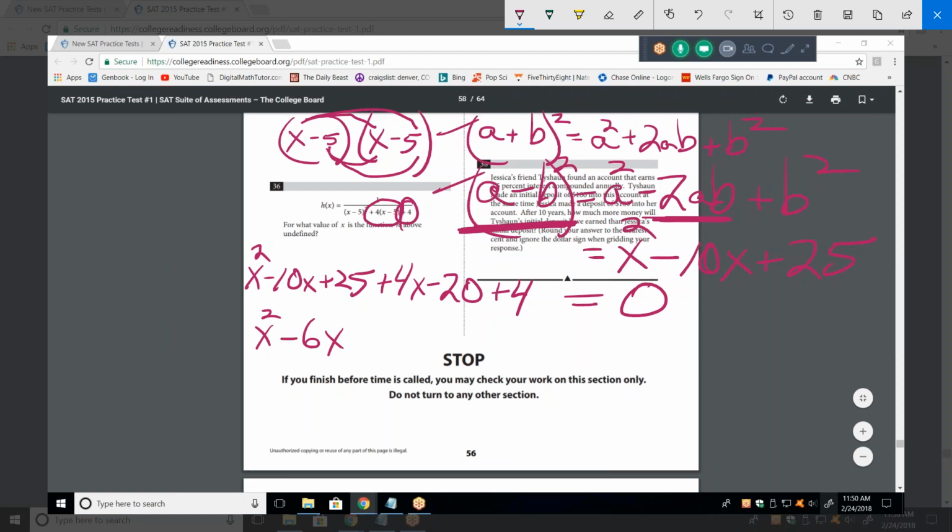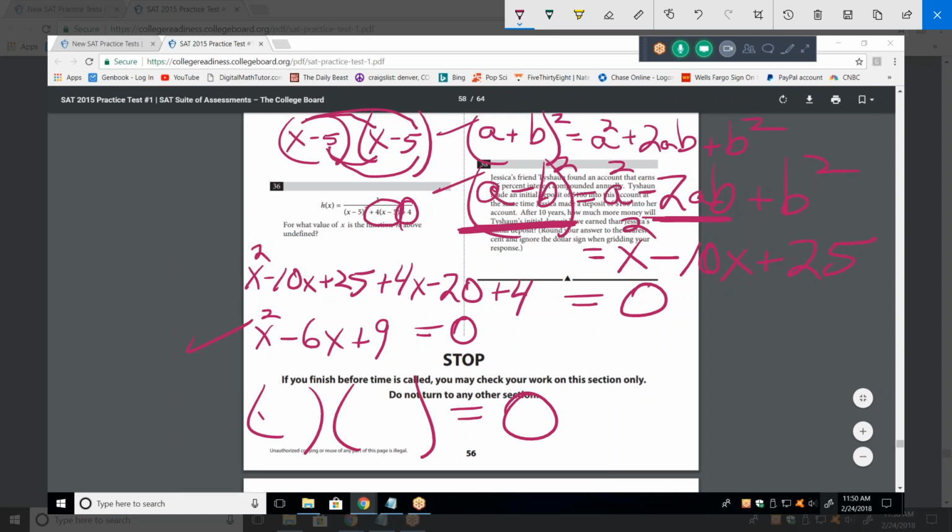25 minus 20 is 5, plus 4 is 9. It's plus 9. Notice how easy that is to factor. Go ahead and factor it for me. That'll give us our answer. All right. We can't solve it from this point. I don't know what value of x makes that thing equal to 0, but once I factor it, I will know.